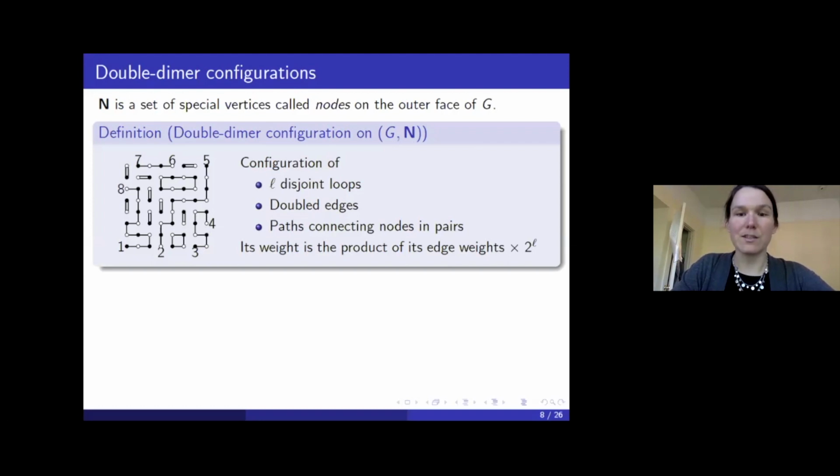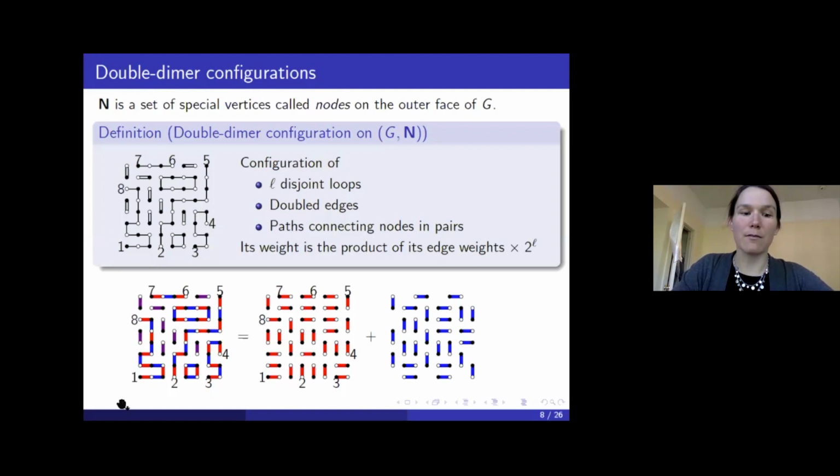And this 2 to the L factor comes from the fact that whenever you have a double dimer configuration, you can decompose it into 2 dimer configurations, one on a graph with some subset of the nodes. In this case, it happens to be all of the nodes, and another on the graph with the rest of the nodes. But then there's 2 to the L ways to do this decomposition, because whenever you have a loop, you have a choice for how to partition the edges into the 2 dimer configurations. So that's a double dimer configuration.